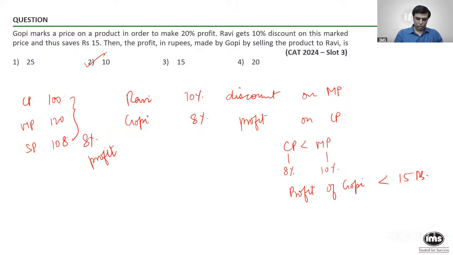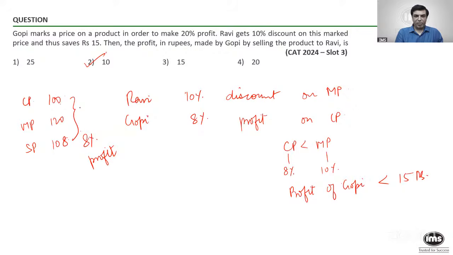Okay, great. So now let's, okay. Last method, some of you have a doubt. See, Ravi is getting 10% discount on marked price, and for Gopi I've just assumed the cost price is 100, and this is something you can do in writing.